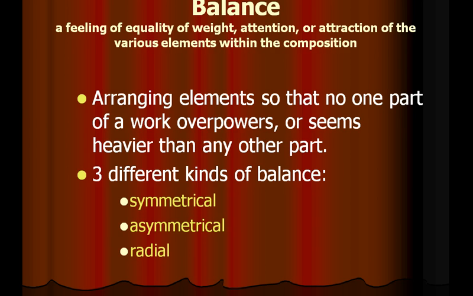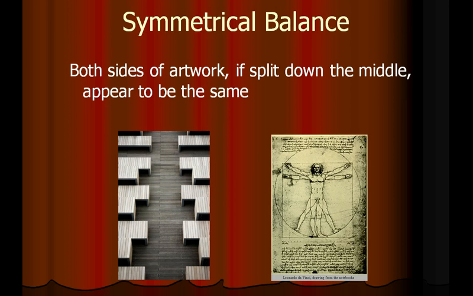Balance refers to a feeling of equality of weight, attention, or attraction of the various elements within a composition. Arranging elements so that no one part of a work overpowers or seems heavier than any other part achieves balance. And there's three different kinds: symmetrical, asymmetrical, and radial.